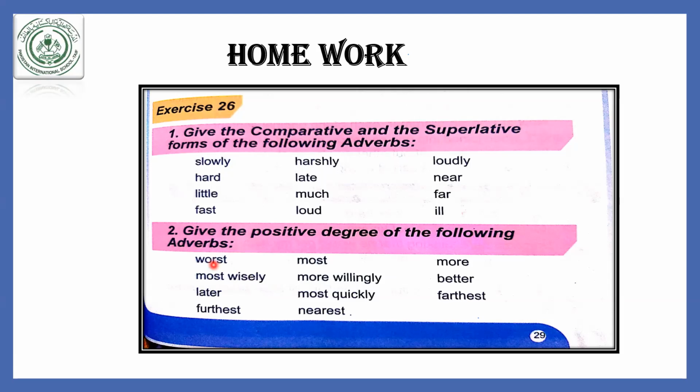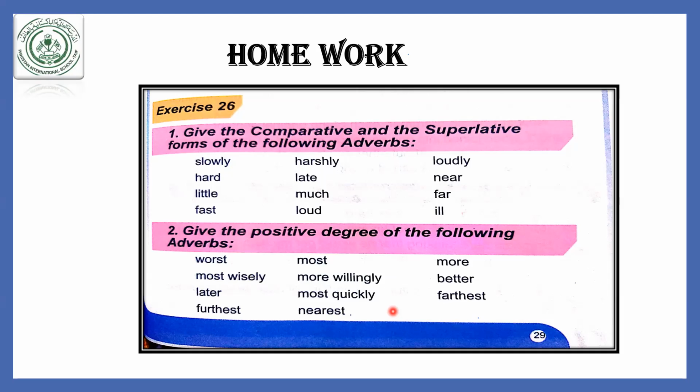For example, now the worst, worst is the superlative. So what is the positive form of this worst? Ill. Okay. And later is the comparative form. What is the positive form of later? Who will tell me? Very good. So like this, dear students, you have to write about these. Late. Late, yes. And most quickly is the superlative form. What is the positive form? Quickly. Like this. So this is your homework, dear students.